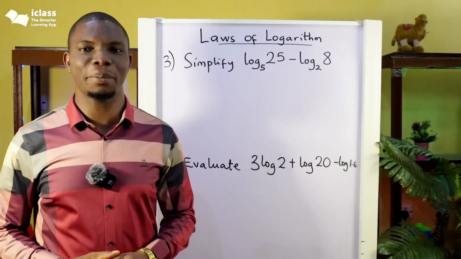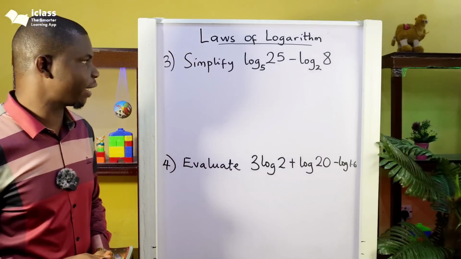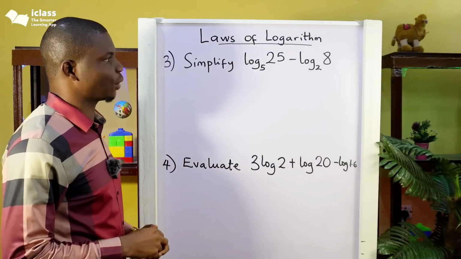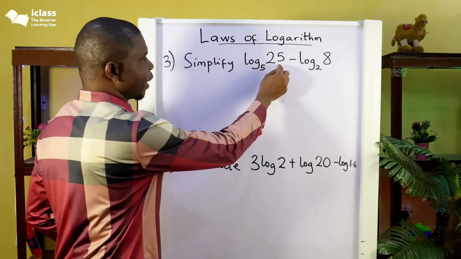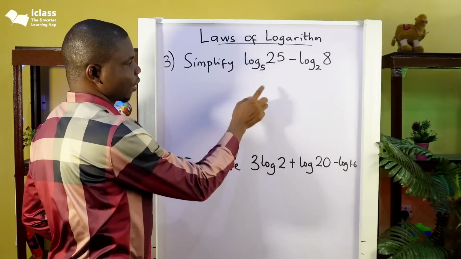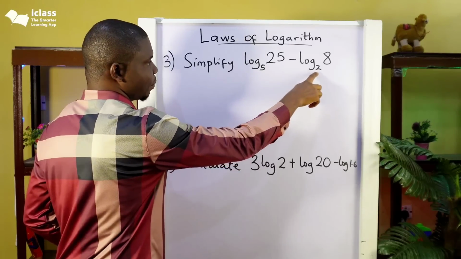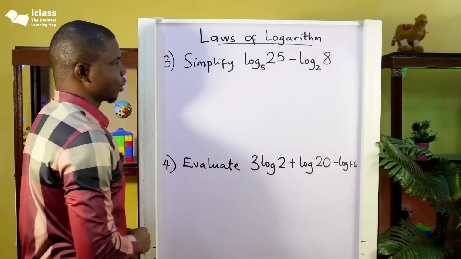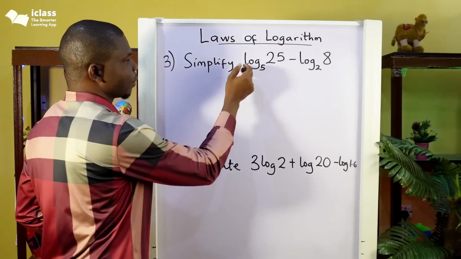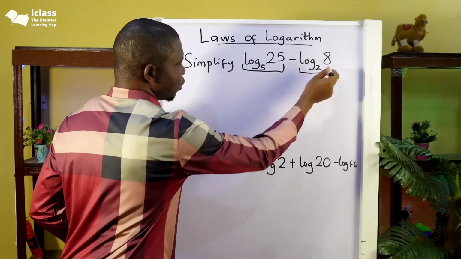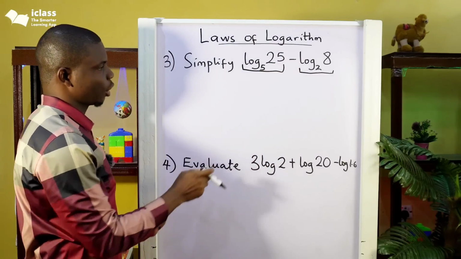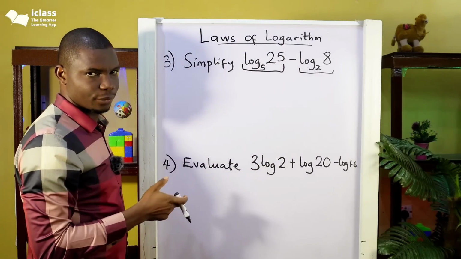Now on to question number 3. Simplify log 25 base 5 minus log 8 base 2. Don't be quick to just divide the arguments, because you can see that the bases are different. So what we need to do is to simplify this individually, then we subtract. So what is log 25 base 5?